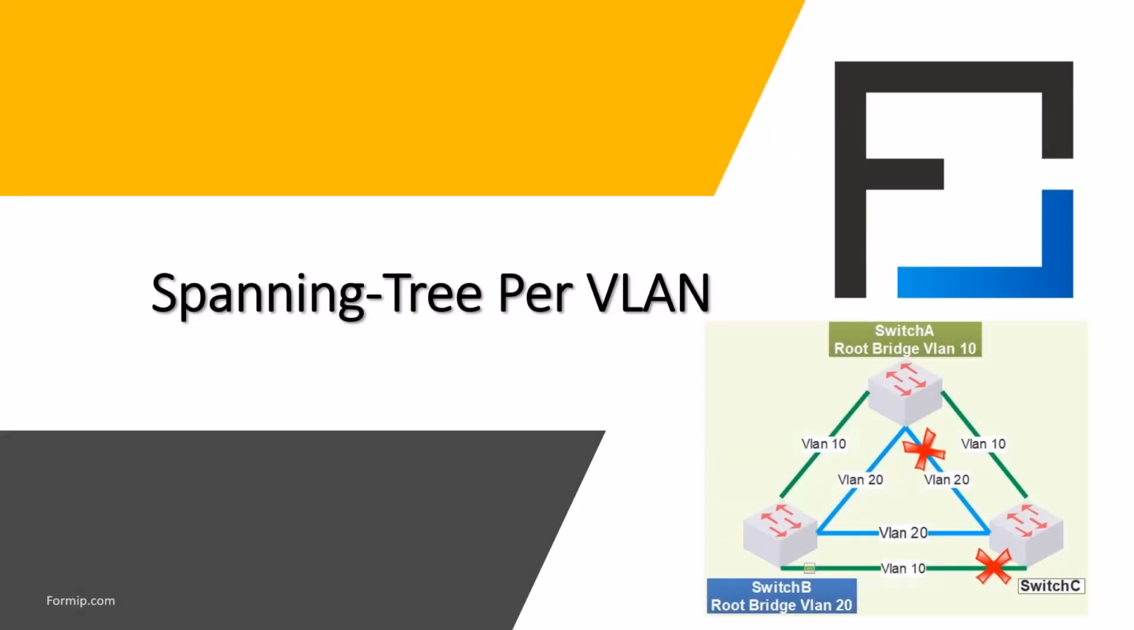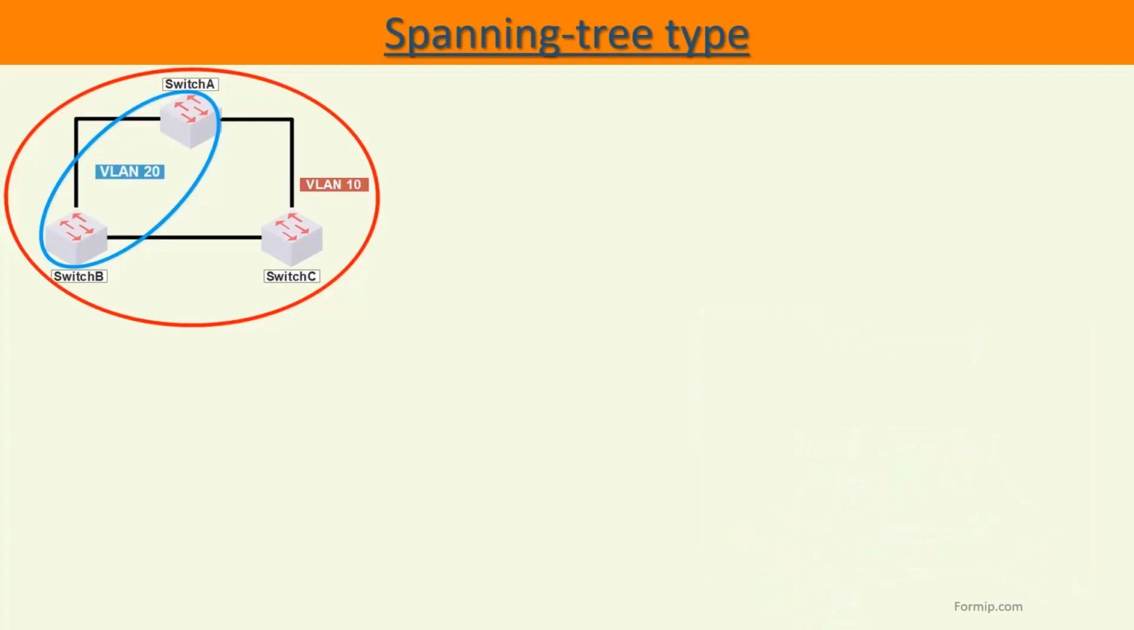In this course, we will see the principles of spanning tree by VLAN. In this diagram, we can see that all the switches A, B, and C are part of VLAN 10, and VLAN 20 is only configured on switches A and B. In your opinion, is there a loop in VLAN 10 and another in VLAN 20?